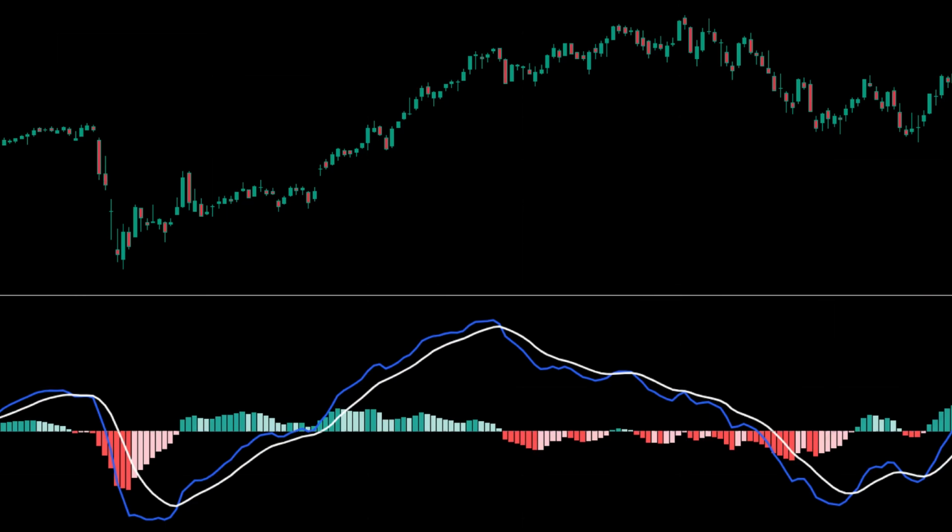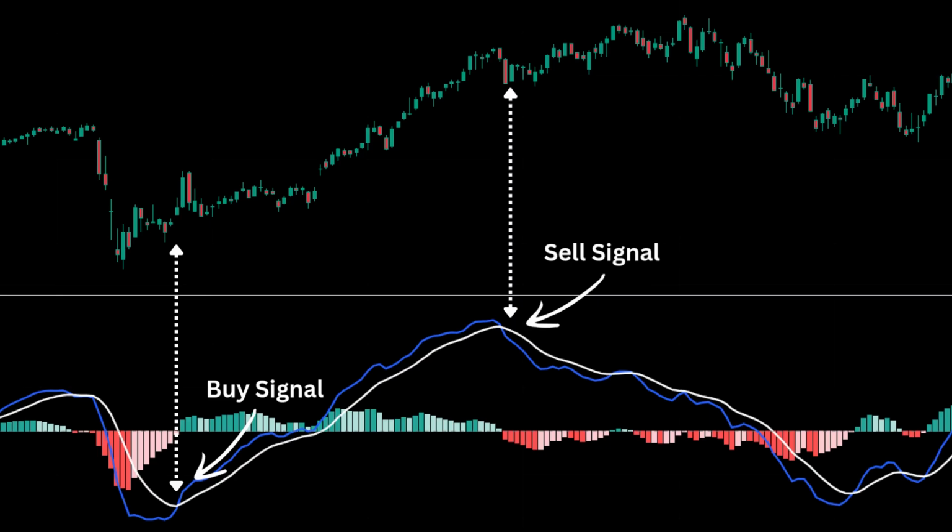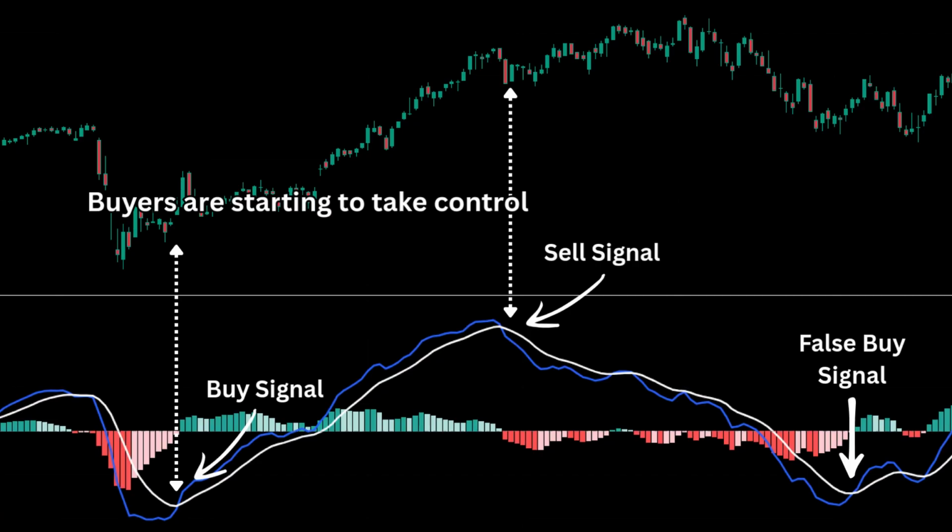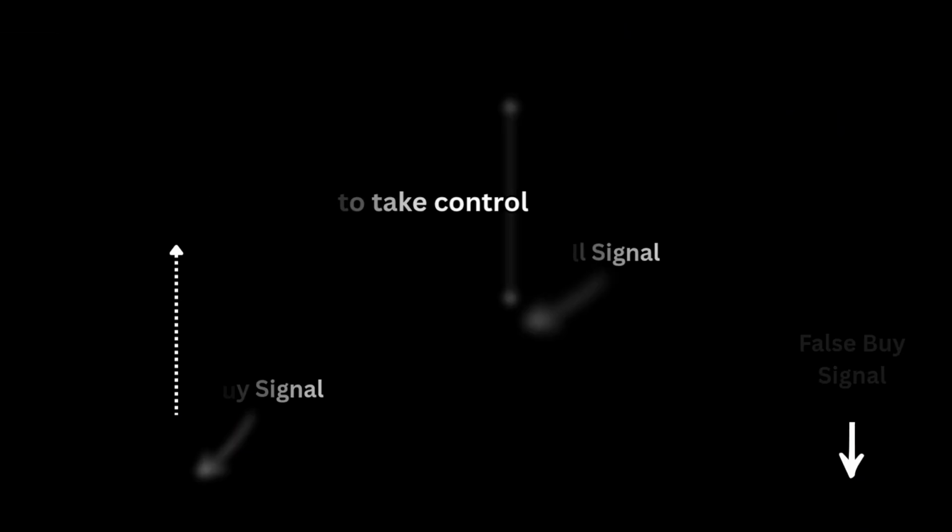The most basic buy signal occurs when the MACD line, which is faster and more sensitive, crosses above the signal line, which is slower. What is this telling us? It's telling us that short-term momentum is shifting and becoming stronger than the medium-term momentum. It's a sign that buyers are starting to take control.